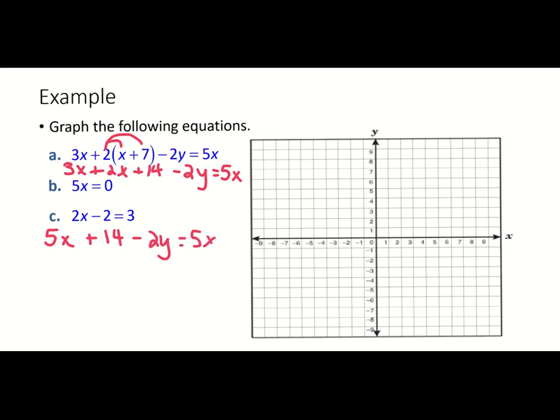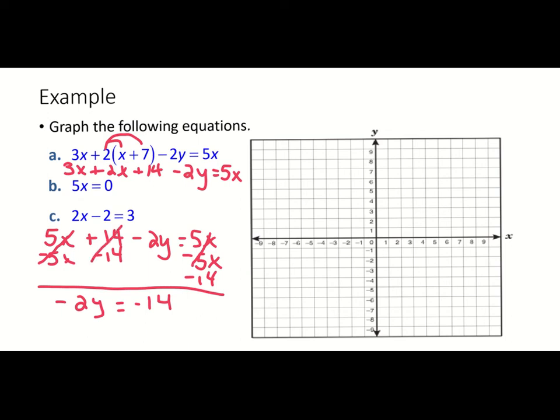And again, to graph it, you can put it in slope-intercept form or standard form. Let's go ahead and put it in standard form. Now you notice when I do that, I'm going to subtract 5x from both sides. And then I'm going to go ahead and subtract 14 from both sides to put it on the other side. So now I'm going to end up with negative 2y equals negative 14, because my 5x's will cancel on both sides, and then my 14 cancels here. So now I'm going to solve my equation for y, and I'm going to get y is equal to 7.